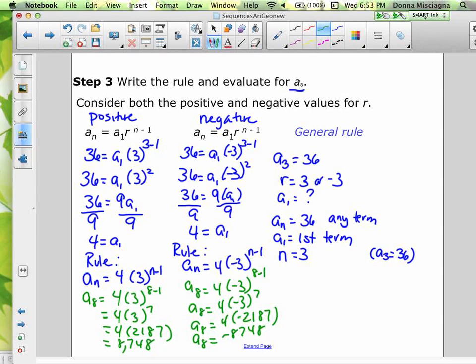So it's possible we can actually have 2 different equations for the same sequence, just because there's no way to know for sure whether it was 3 or negative 3, because both of them would have given us the same answer for the 3rd and 5th terms.